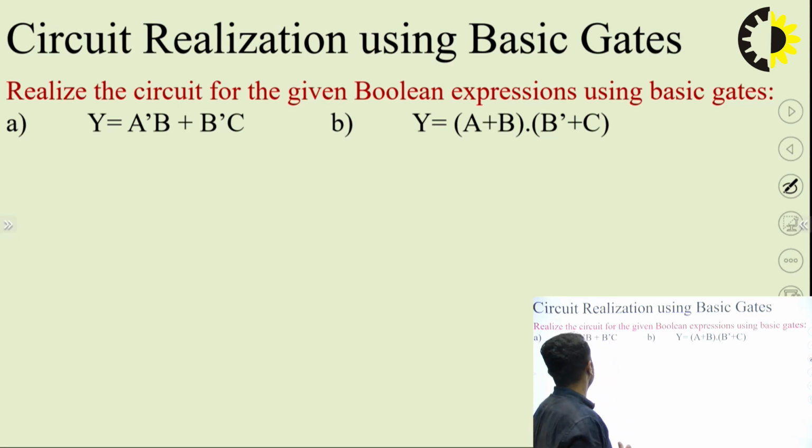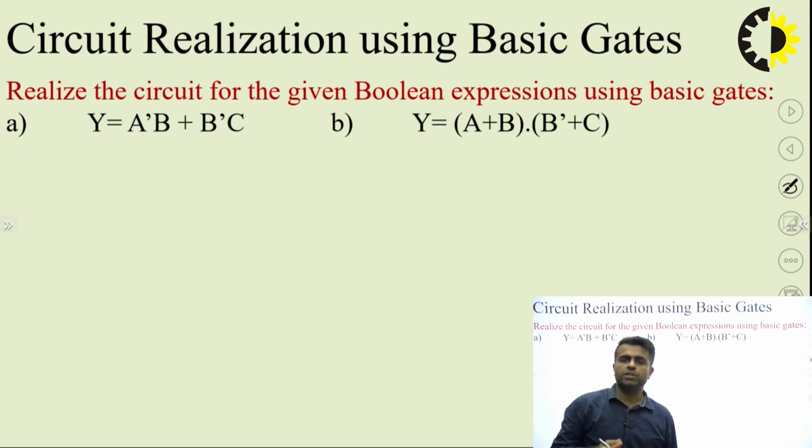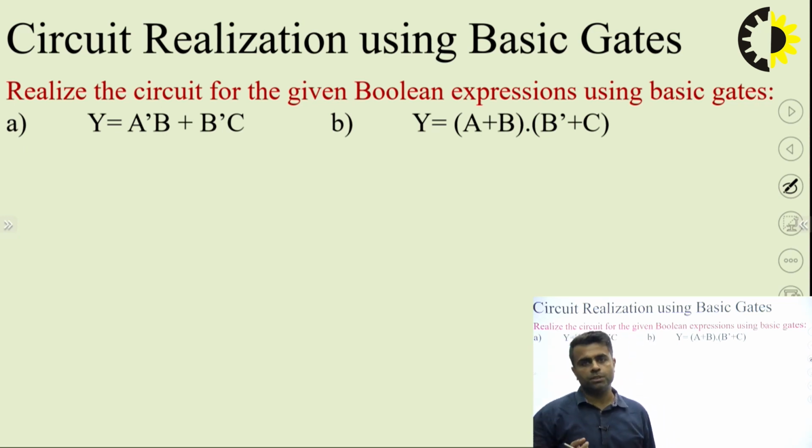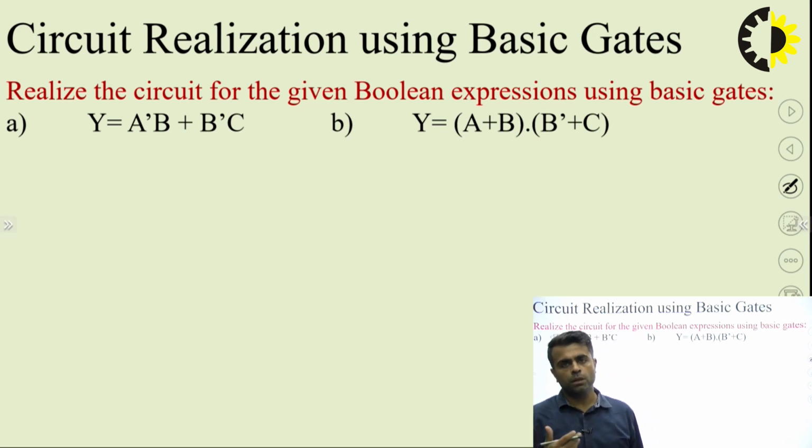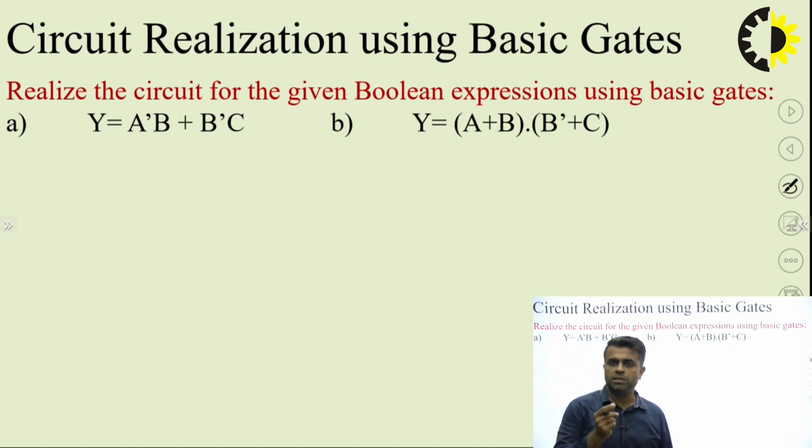If we have to realize the circuit for Boolean expressions, first of all we have to identify what kind of operations are being mentioned in those expressions. If we find that there is a bar, then that bar can be computed using a NOT gate. If we see that there is a product, then that product can be realized using an AND gate. Similarly, if you see a plus sign, or the plus operator, then it is equivalent to an OR gate.